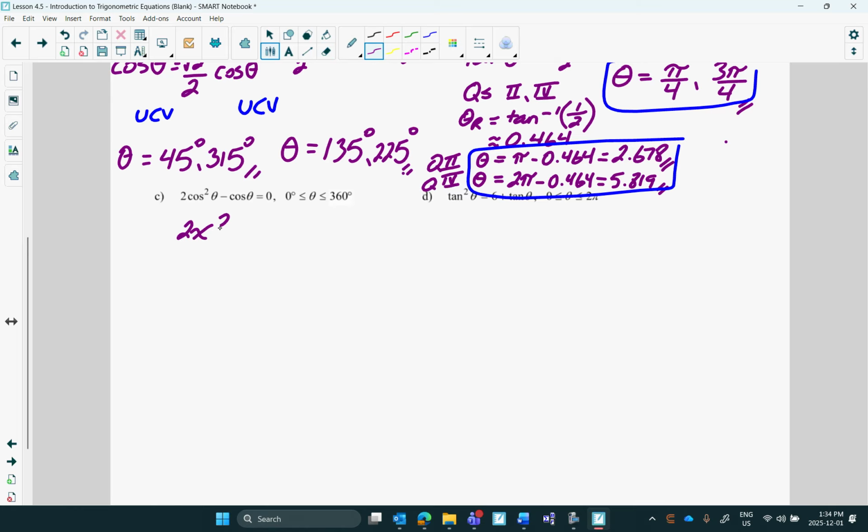So I'm going to go 2x squared minus x equals 0. How would you factor that? It's not a trinomial. GCF, what can I take out? I can take an x out, and the other factor will be? Set each of these to 0.